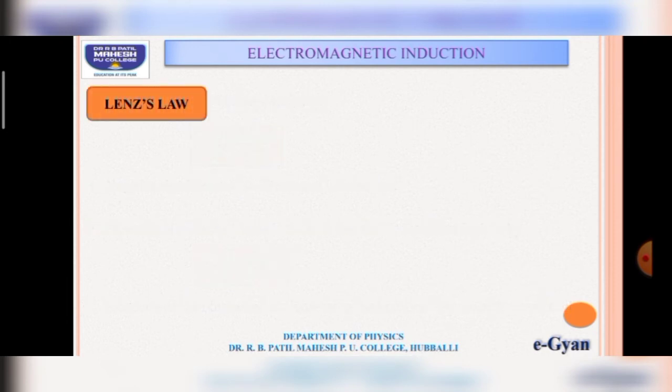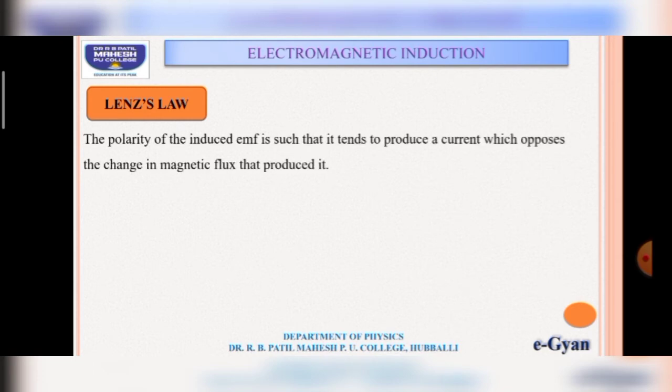Next, Lenz's law. In 1834, German physicist H.F. Lenz studied electromagnetic induction, and he gave the rule to find the polarity of induced EMF, and that rule is called Lenz's law. Now let us see the statement. The polarity of the induced EMF is such that it tends to produce a current which opposes the change in magnetic flux that produced it.